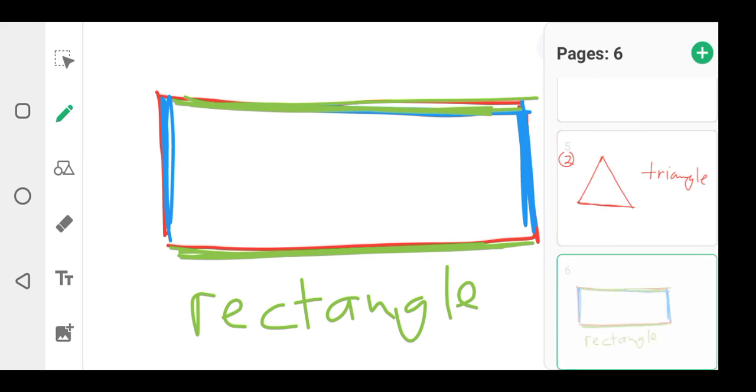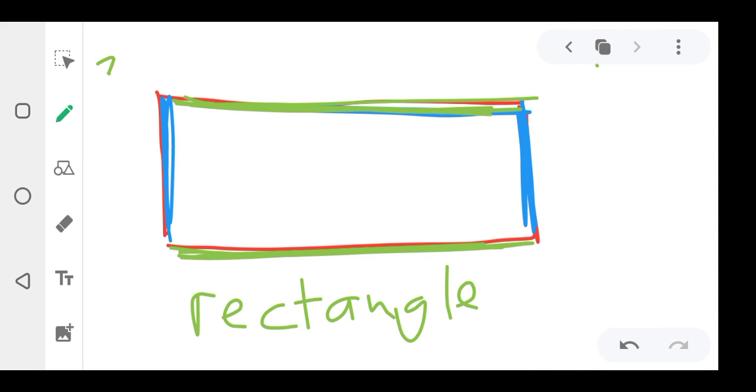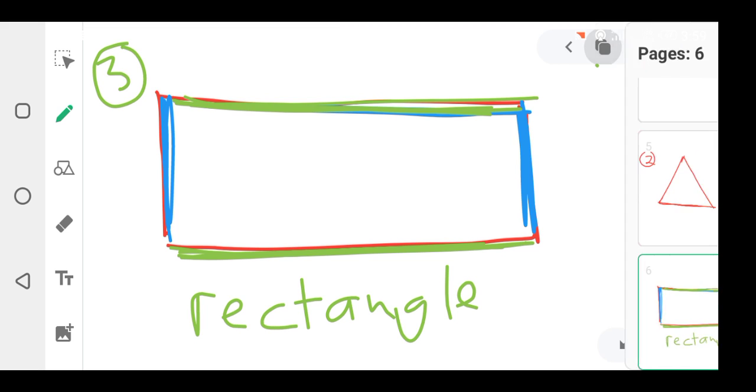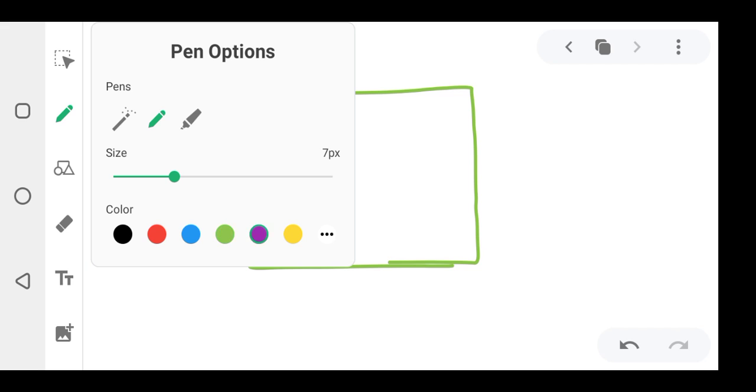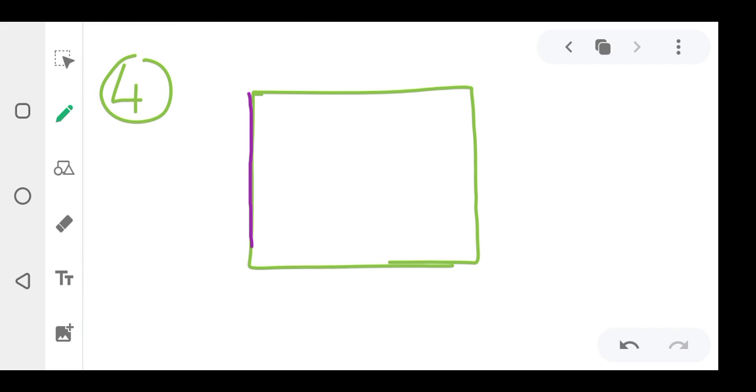The other shape that we have, this is number 4. It's a square. A square has got equal sides. Can you see? It's different from a rectangle. A square has got all sides equal. Okay, so it means this side here is equal to this side. So if this side was 2, even this side will be 2, even this side will be 2, even that side will be 2.